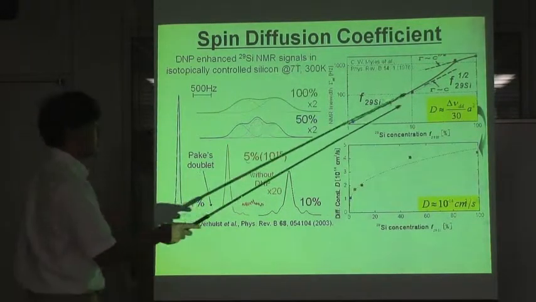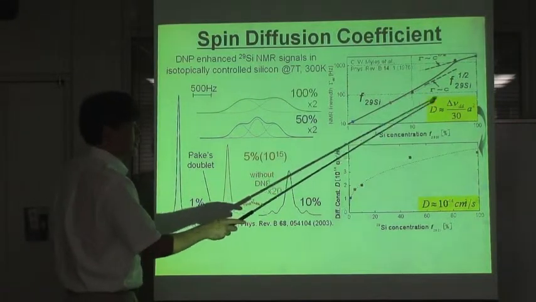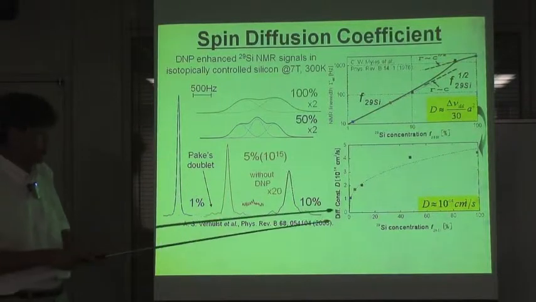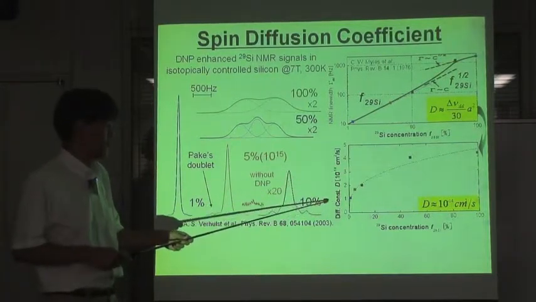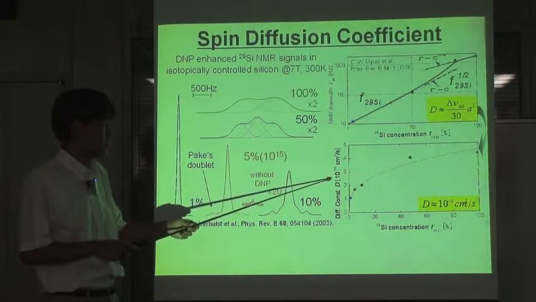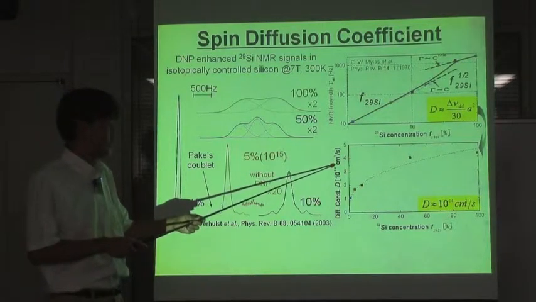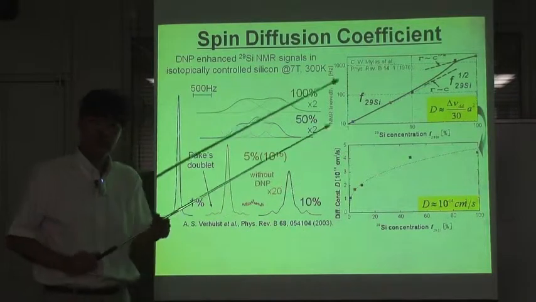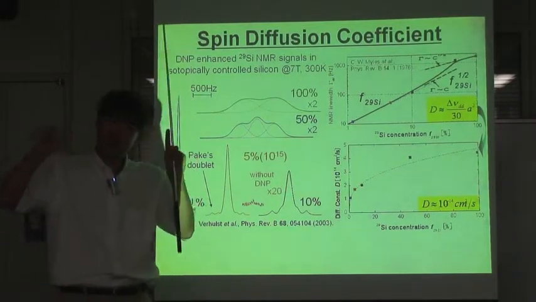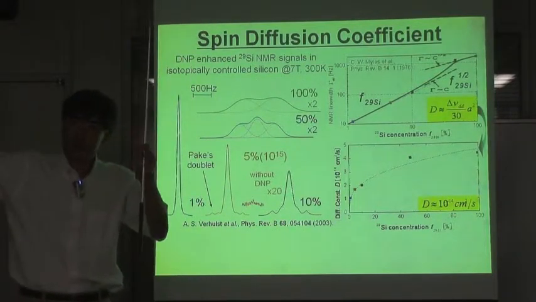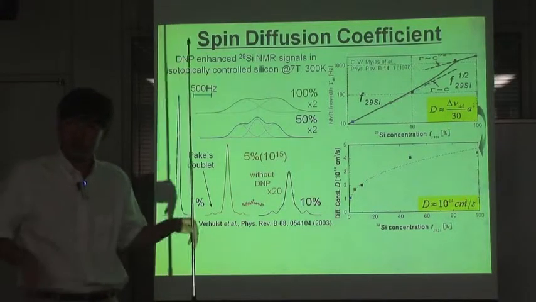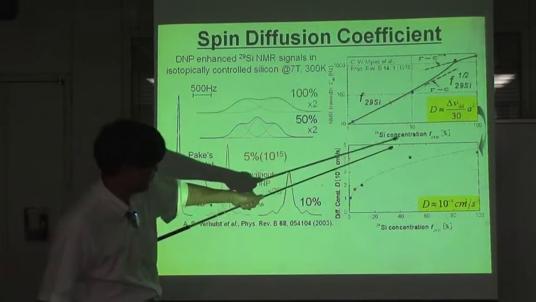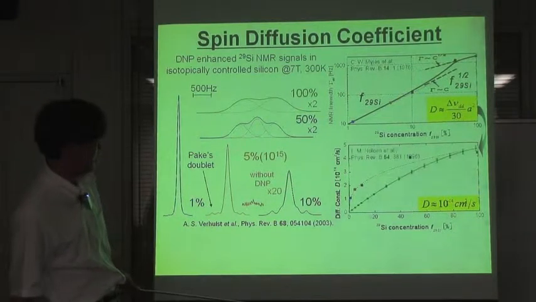And from this line width, we can estimate the spin diffusion coefficient, which is shown here. So diffusion coefficient is in the range of 10 to the minus 14 square centimeter per second as a function of the 29 silicon concentration. 29 silicon concentration gives average distance between 29 silicon nuclear spins. And then that grows like this.